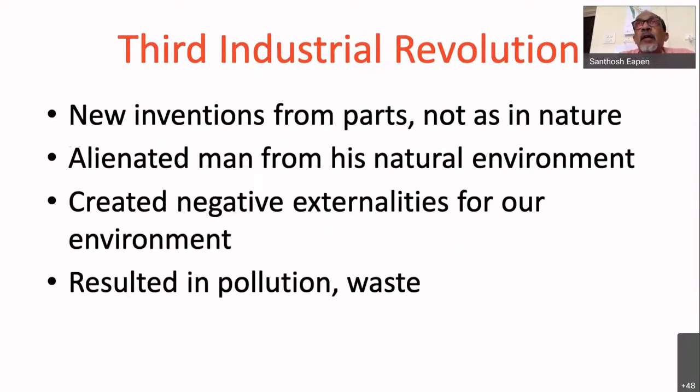That is the beauty of this new technology. And we know that during the 70s to 2000, the third industrial revolution, electronics and automation played a key role in bringing that revolution. It was a reductionistic approach from parts, not inclusive like many other things. Man was getting alienated from the natural environment, and because of that, this sort of industrial revolution brought a lot of negative externalities, which have resulted in pollution, waste, and today's burning problem of climate change. So this all happened. Now we have learned a lesson from all those things.